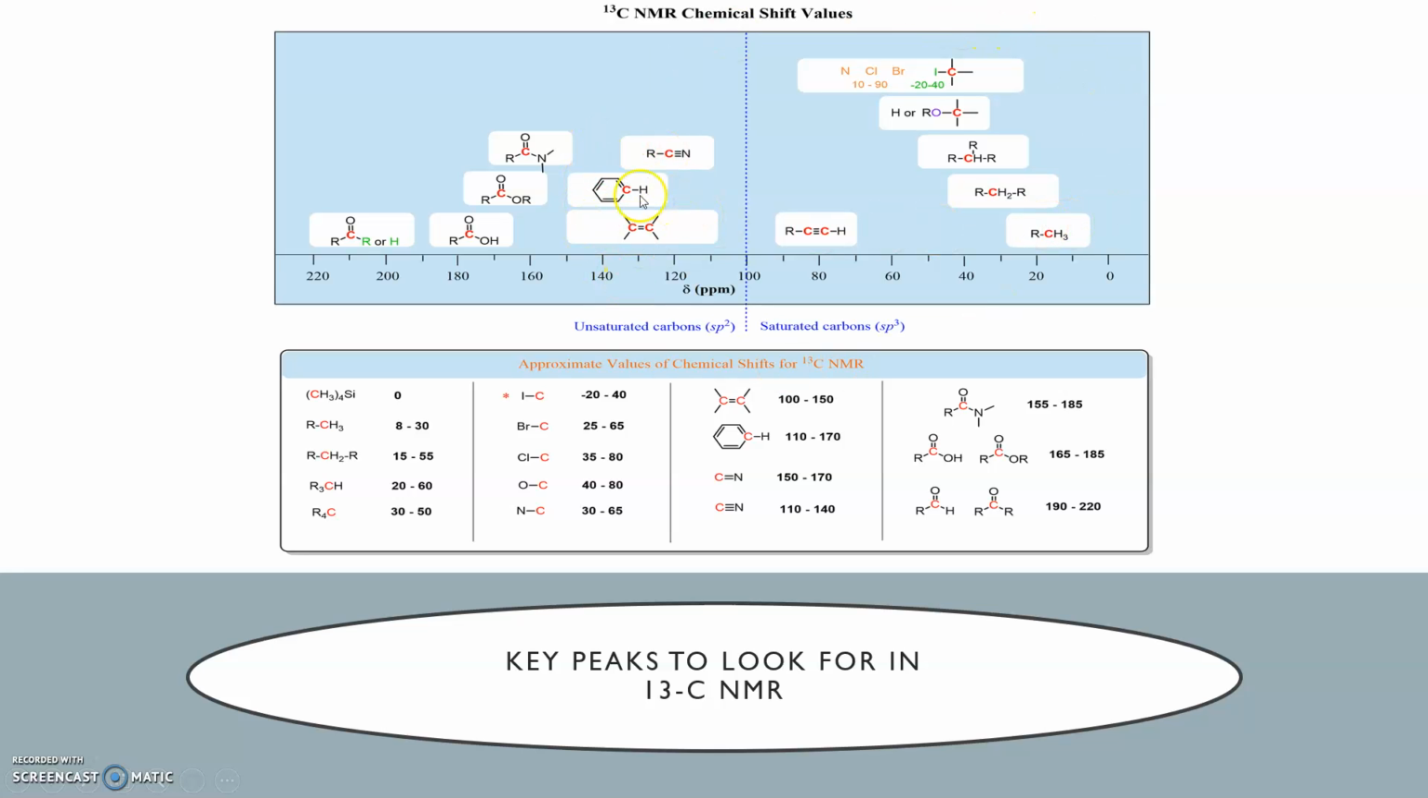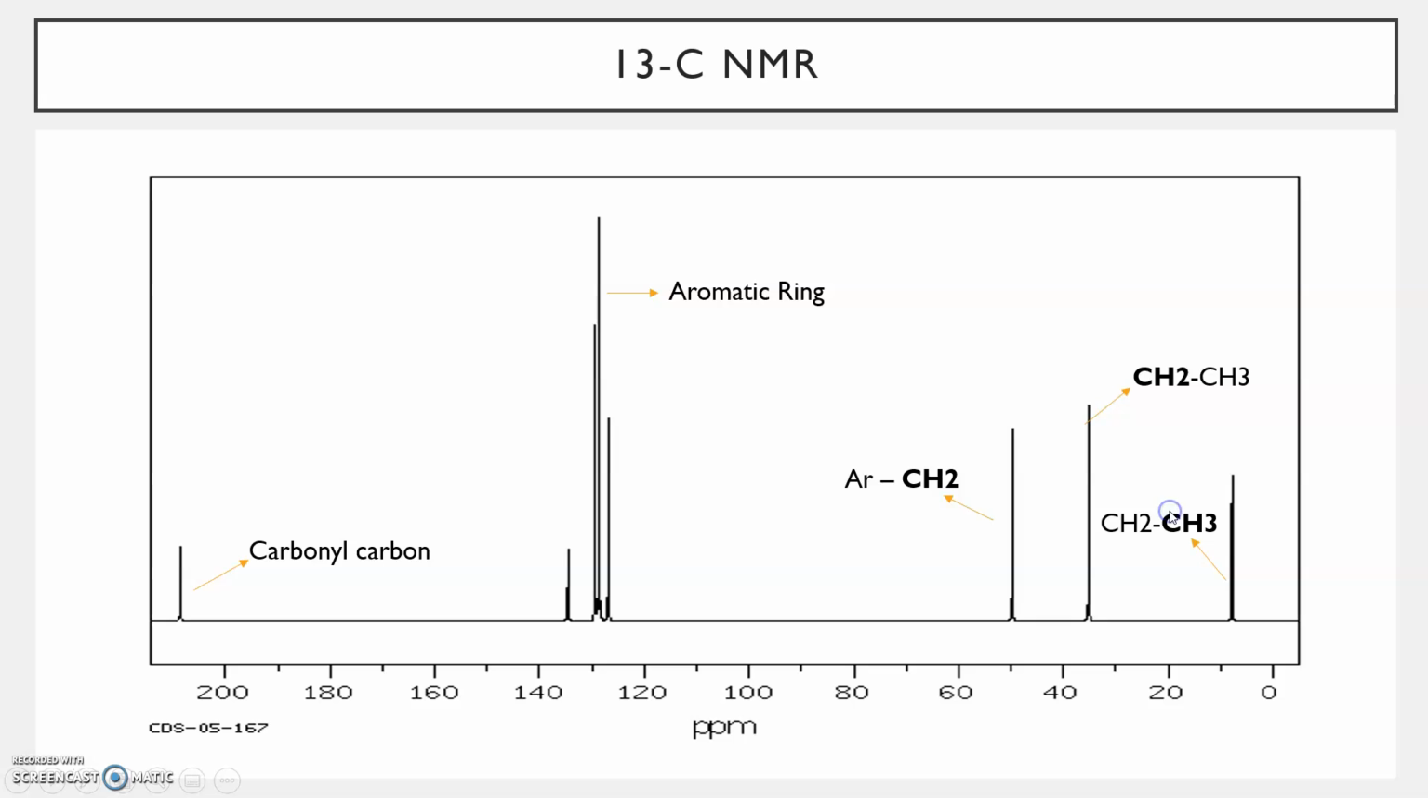So we're looking for an aromatic ring to appear around 120 to 140 downfield, as well as a potential carbonyl carbon signal at around 200 to 220. We will also be able to tell the other carbon and hydrogen connections from here, what kind of carbon and how many CH2s and CH3s we may potentially have in our compound.